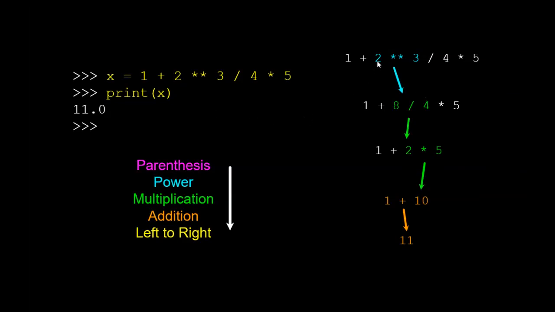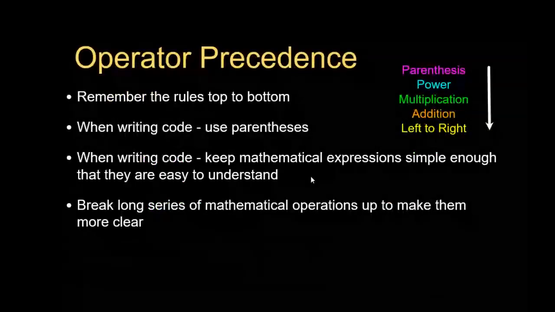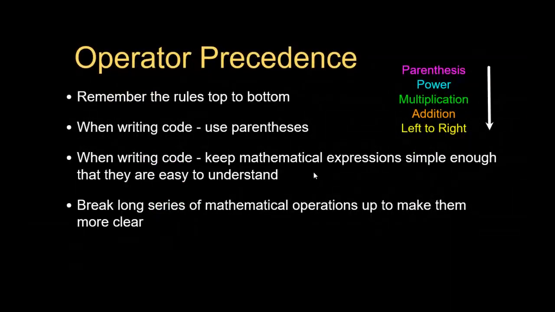Let's give you an example. So we do the exponential first. So that's 2 to the power of 3 is 8, which is there. We do the 8 divided by 4, which is 2. Then we do the 2 times 5, which is 10. And we add 1 to it, which is 11. Operator precedence, remember the rules top to bottom.